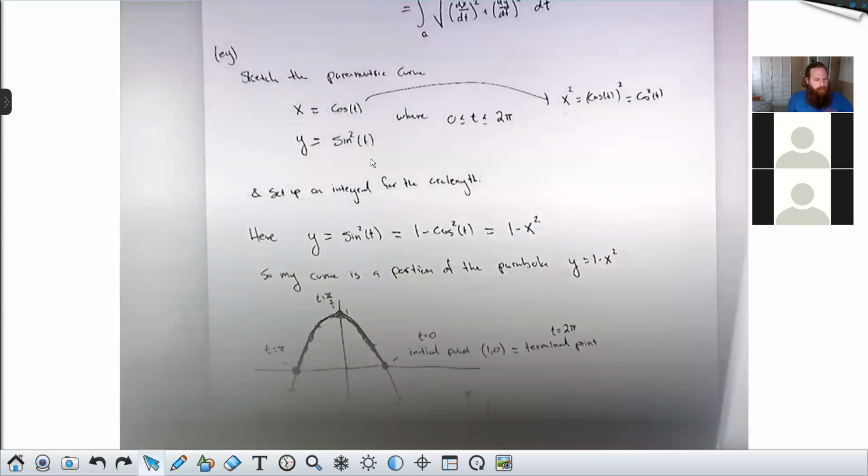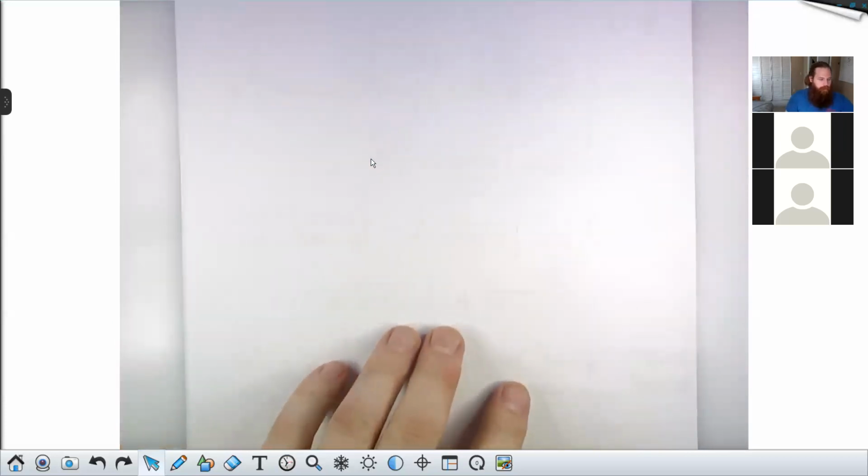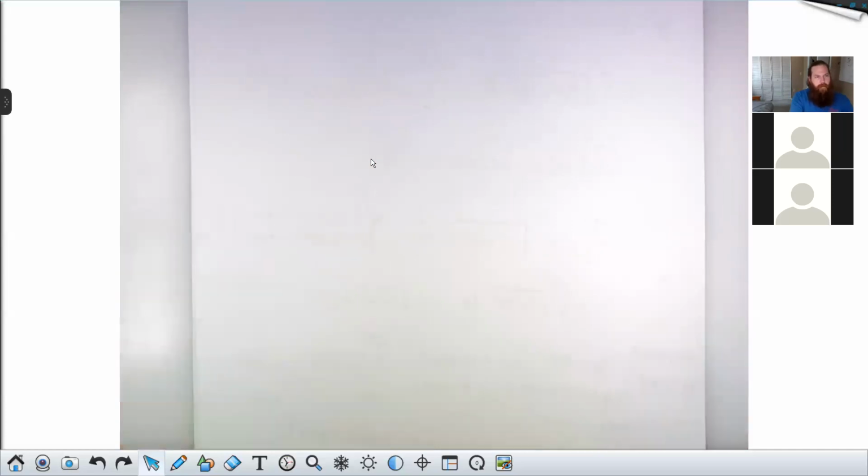The eliminate the parameter trick can be done a few different ways. If you have sines and cosines, then you should try to use the Pythagorean identity. Otherwise, you should try solving one of the equations for t and then plugging that into the other. There are a bunch of different ways to parametrize.